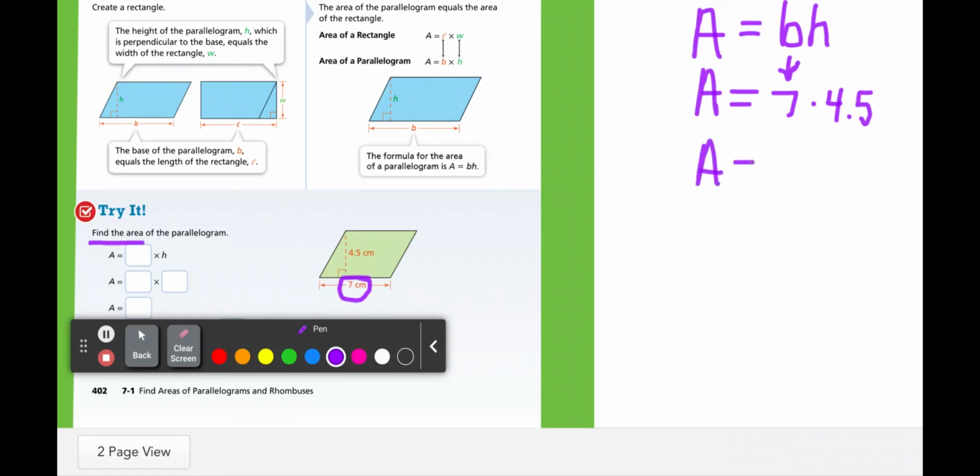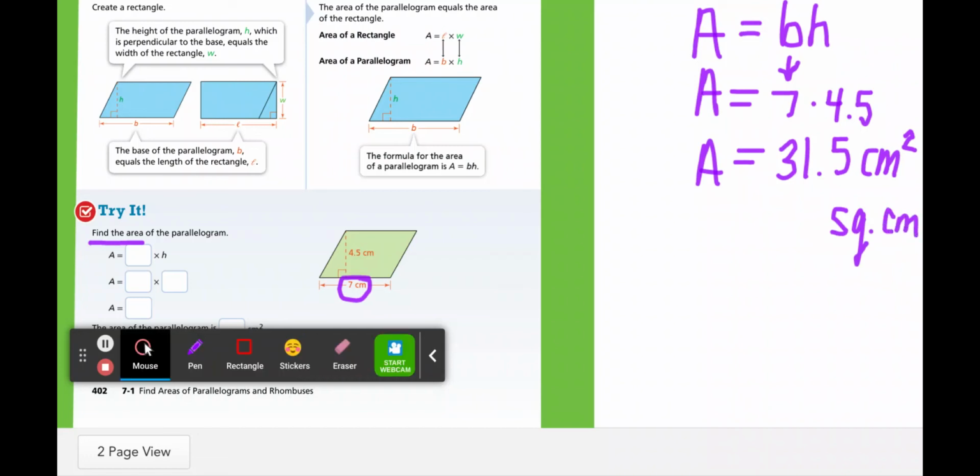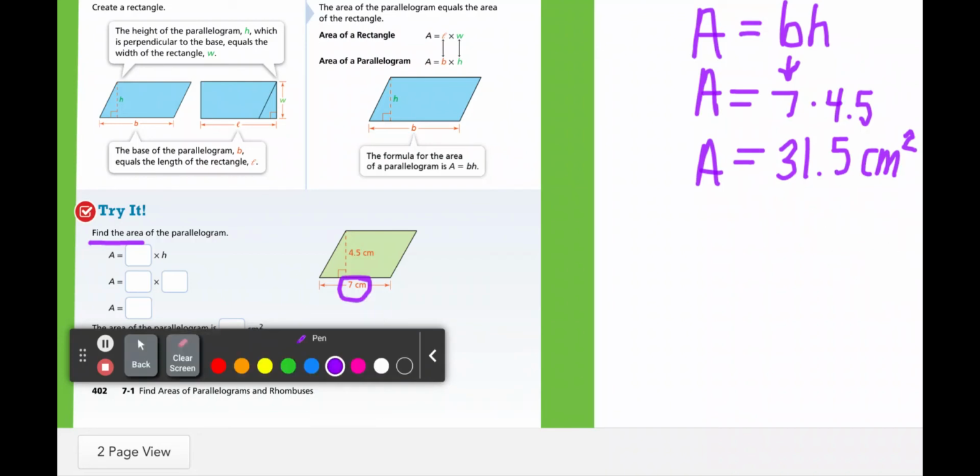So area is going to equal, well, the base times the height. We should be plugging it into our calculator. 7 times 4.5 is 31.5. 31.5 what? It's going to be 31.5 centimeters squared. So we can say centimeters squared, which is the same thing as maybe you've written in the past, squared centimeters. But we're just going to write centimeters squared. Anytime with area, the units are going to be squared.